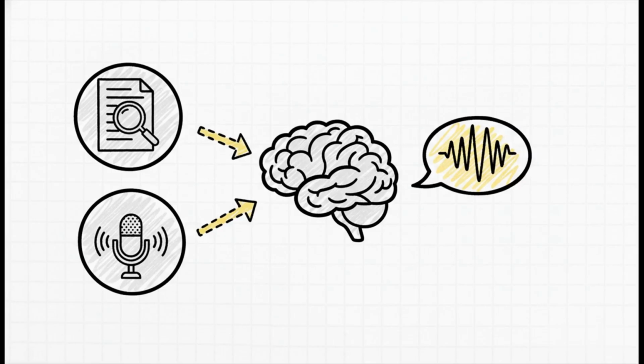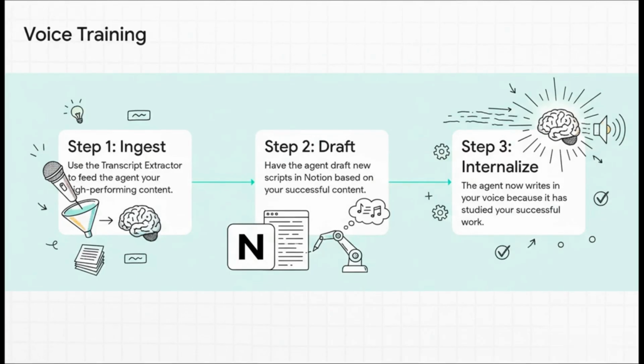Well, the answer is all about combining the skills we just talked about. This is where the real magic happens. So here's how you do it. You use that transcript extractor skill to feed the agent transcripts of your own most successful videos. It just sits there and analyzes your tone, your pacing, the hooks you use. Then, when you ask it to draft a new script over in Notion, it uses all that knowledge as its guide. It's not guessing anymore. It's actually writing in your voice because it has studied what works for you.